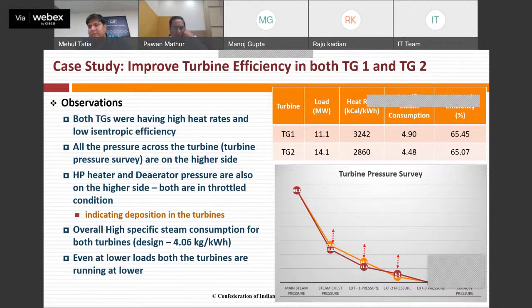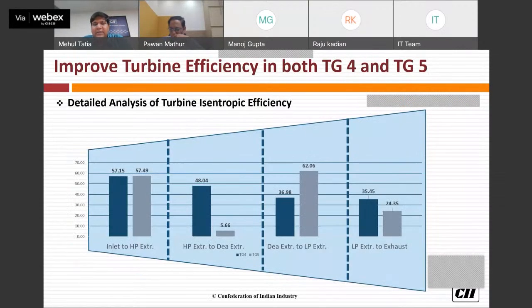And if you also see the turbine pressure survey, though it is not the exact indication because all the control valves were in throttle condition, still you can see some spikes in the turbine pressure survey, which indicates that the overall deposition, the silica deposition in the turbine had happened and the turbine was not working well.